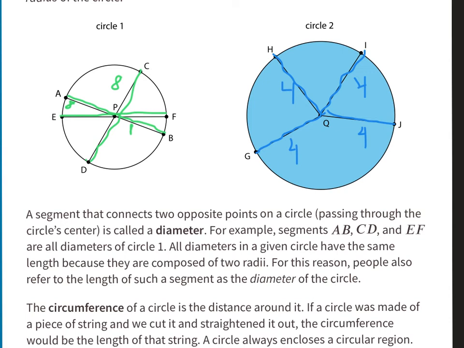Okay? So the main things today, center of the circle, the radius goes from the center out to the edge. The diameter goes from one edge through the center to the opposite edge, and it takes 2 radiuses to make one diameter, and then the circumference is the distance around it.